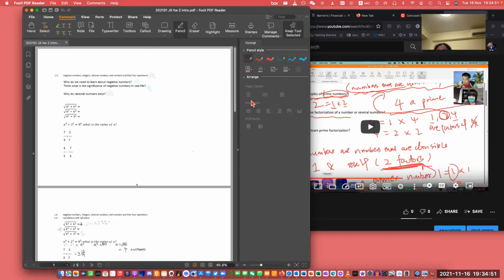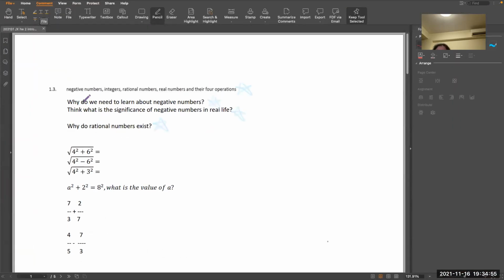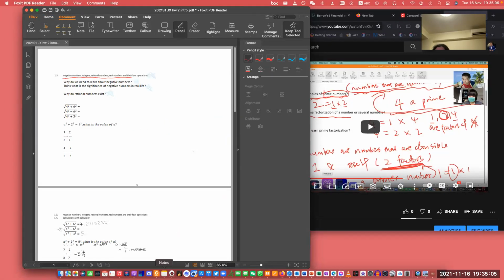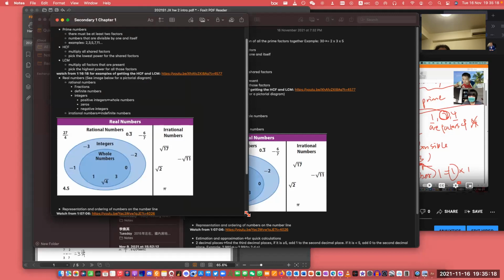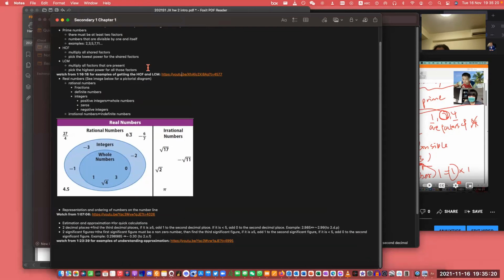Okay, so let me just make this bigger. Okay, so over here, right? So in fact, all this negative number, integer, rational number, real numbers, in fact, I have already summarized them in this picture already over here. Can you see this picture here under real numbers? Can you see it? Yes. Yeah, okay, good.